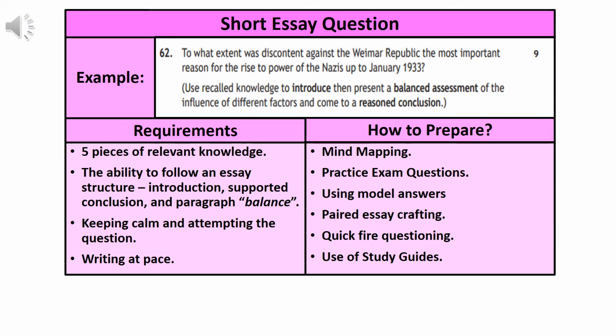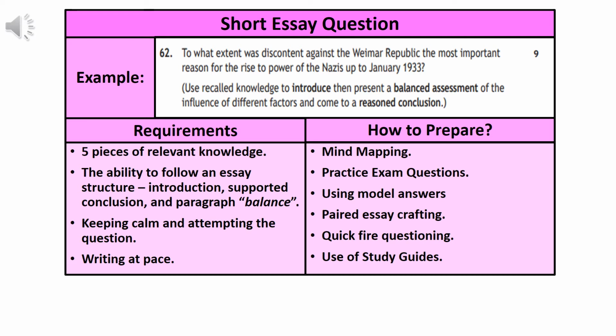So thirdly, the short essay question, often referred to as a to what extent question. This requires students to produce 5 pieces of relevant knowledge similar to the way the described question does. However, students must follow an essay structure, which includes an introduction, having a supported conclusion, and having paragraph balance in order to gain additional 4 points. Now, paragraph balance means that students must talk about more than one factor in their essay.